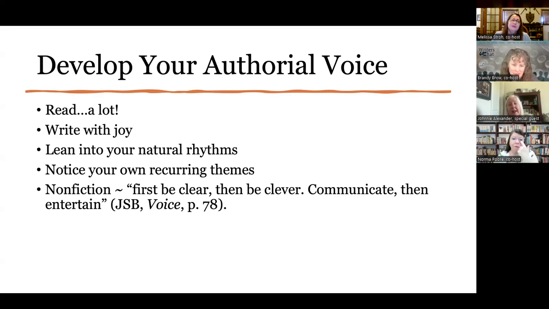And if you're writing nonfiction, it's more important to be clear than to be clever. So communicate and then entertain. Make sure you nonfiction writers are being clear in your writing.